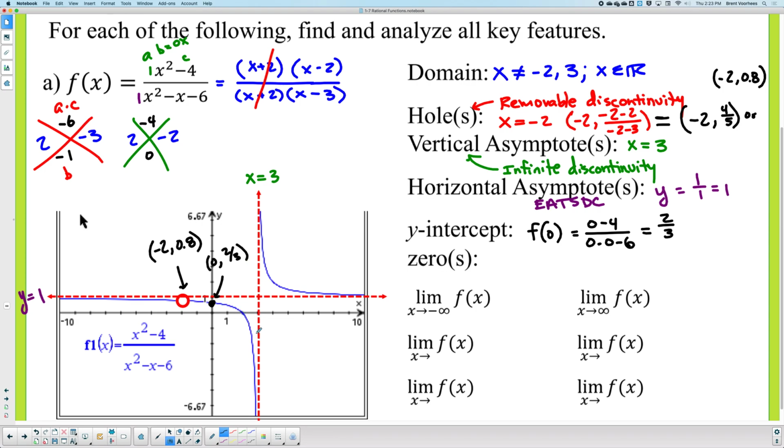That's 2/3 there. And the zeros: you get zeros from any factor in the numerator that's left over. If I solve this, what would I get here? If I said x minus 2 equals 0? 2. We have a zero at x equals 2. That would be this point right there, that would be (2, 0).